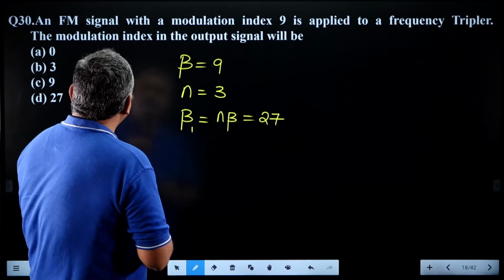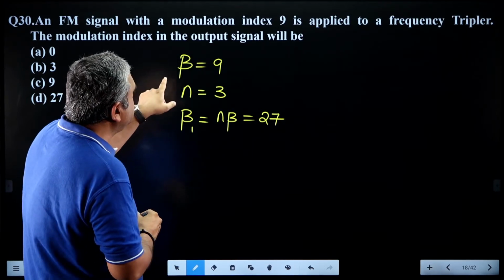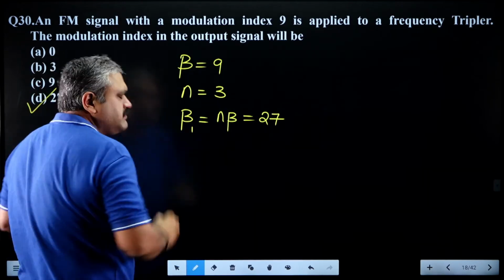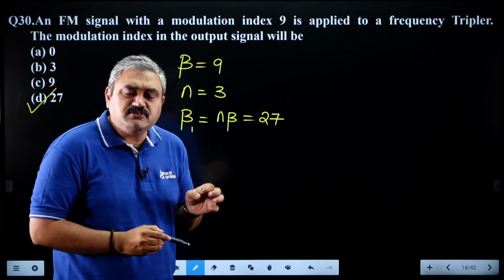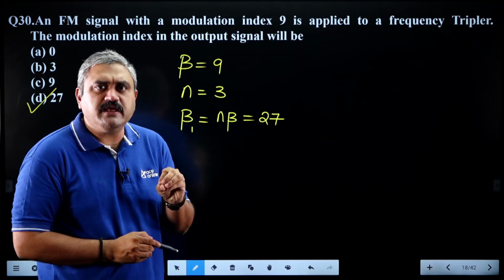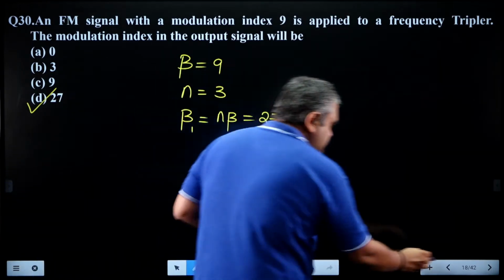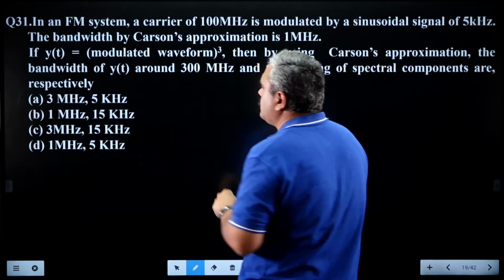Now what is the question he is asking? The modulation index at the output is dash, simply 27, finish. Direct questions which you can solve within a minute. It will take maximum 30 to 40 seconds, that's all. Right. Let us see one more bit under this logic.